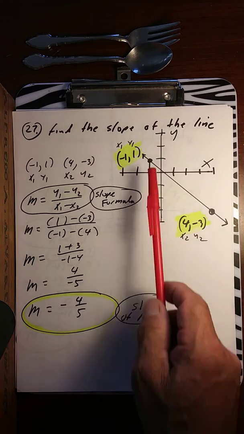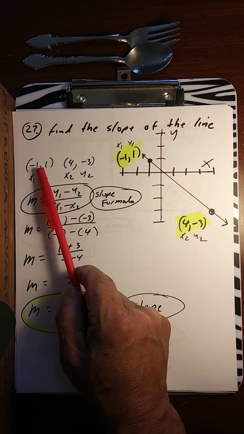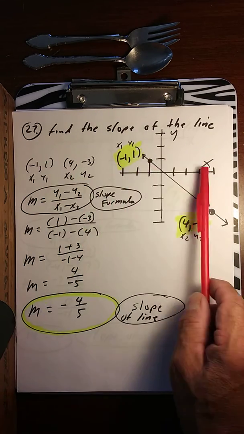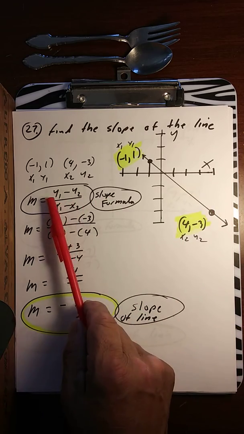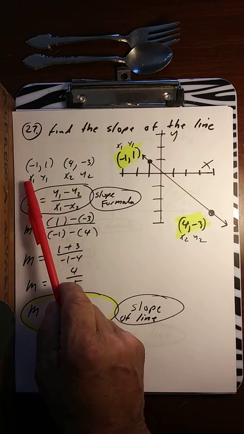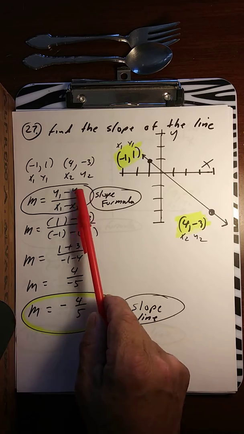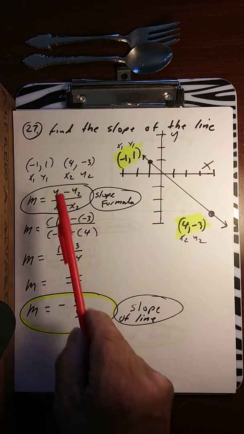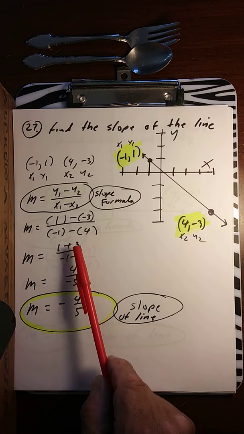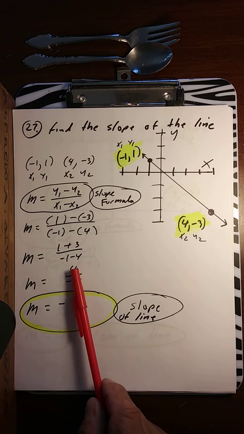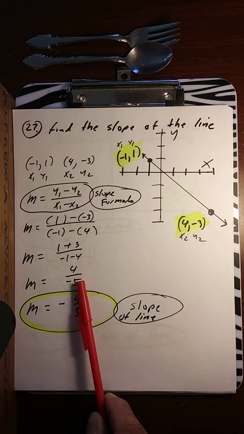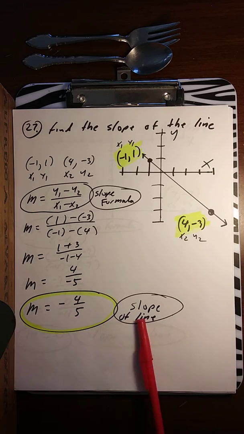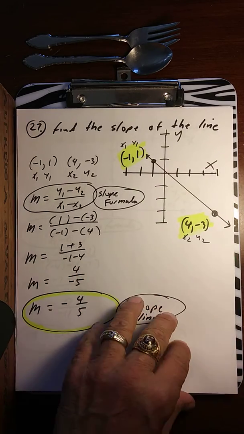Find the slope of the line. 2 points: negative 1, 1, and 4, negative 3. The slope formula is y2 minus y1 over x2 minus x1. There's x1, y1, x2, y2. Put the numbers in. So we have negative 3 minus 1 on top, 4 minus negative 1 on the bottom. Negative is a positive. So on top we have negative 4, on the bottom a 5. So negative 4/5 is the slope of that line.